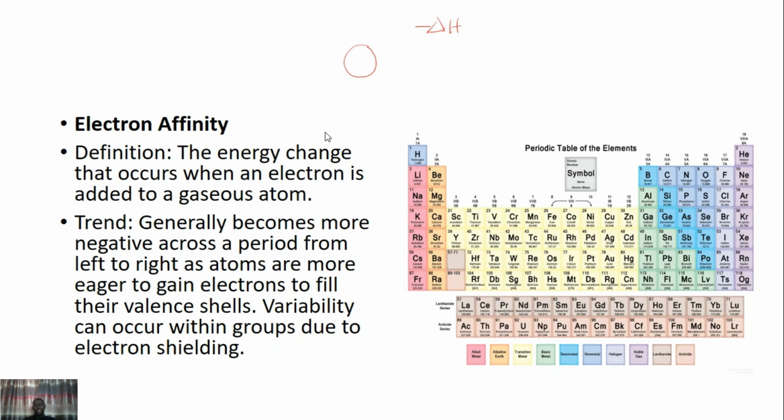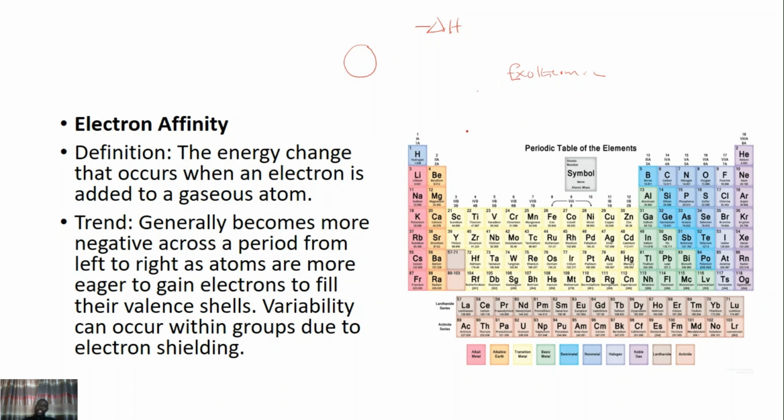So generally, it becomes more negative across a period from left to right. That is because rather than waiting for you to supply them energy before they gain an electron, they will rather release it. And when a reaction releases energy, that is when it is exothermic. It means they supply energy when that reaction happens.